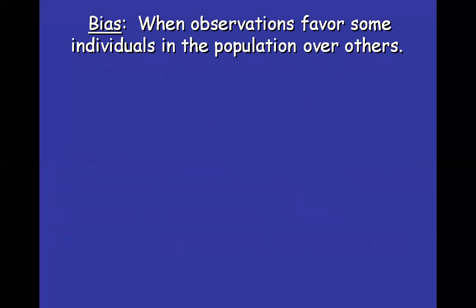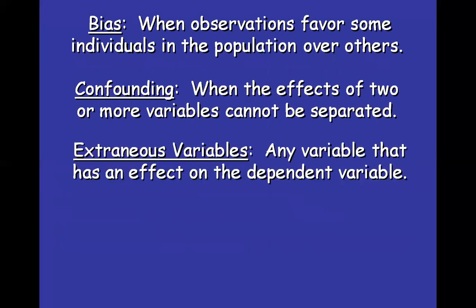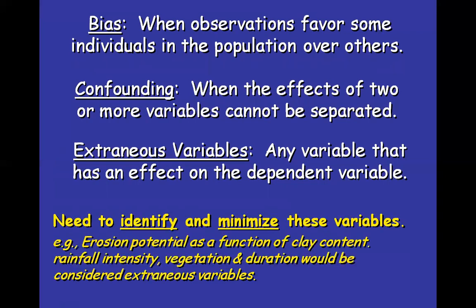First is bias. When observation favors some individuals in the population over others, it is known as bias. What is confounding? When the effects of two or more variables cannot be separated. What is an extraneous variable? Any variable that has an effect on the dependent variable is known as an extraneous variable. We need to identify and minimize these variables.